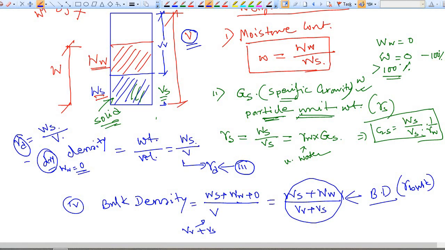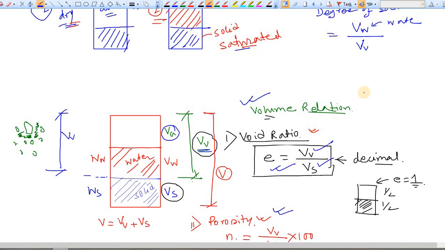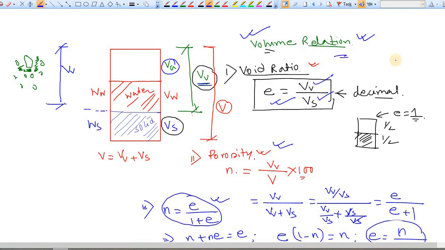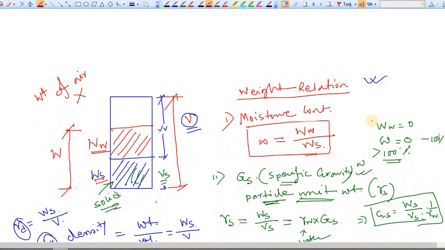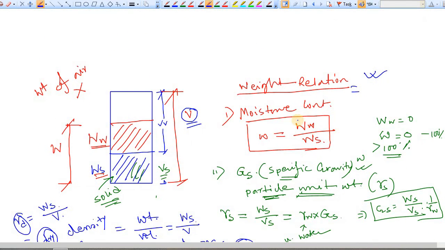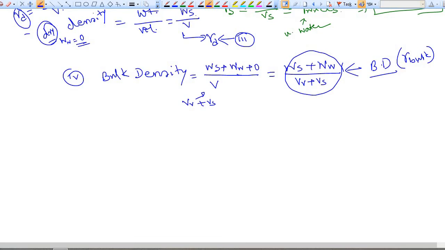So these are the weight relations, and previously we have discussed what are the volume relations. In the three-phase soil system, these are the most important things. That means you need to know what are the volume relations and what are the weight relations. Just like you have seen in case of void ratio and porosity, they are interrelated. Similarly, these volume relations and these weight relations are also interrelated. Let's see some examples of this interrelation.